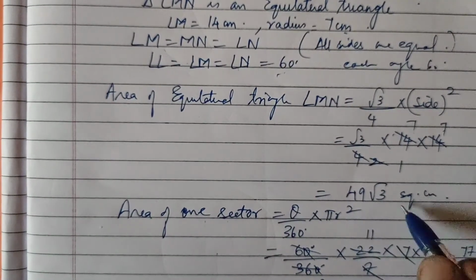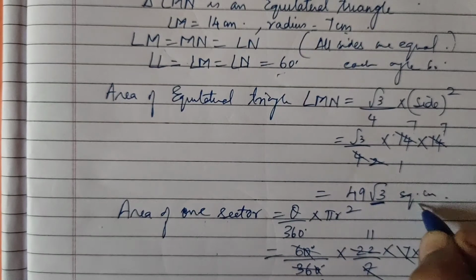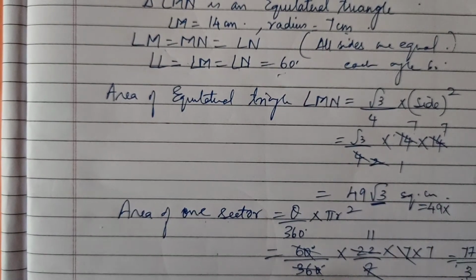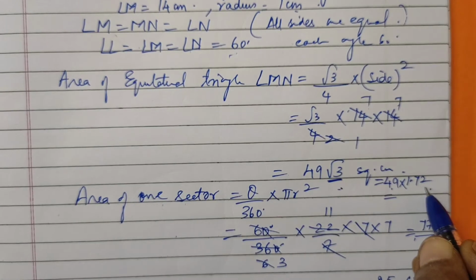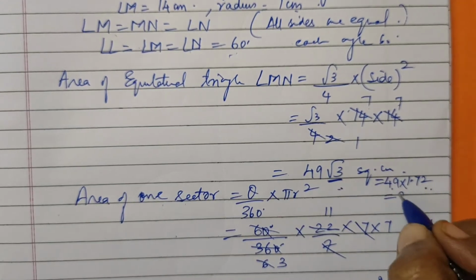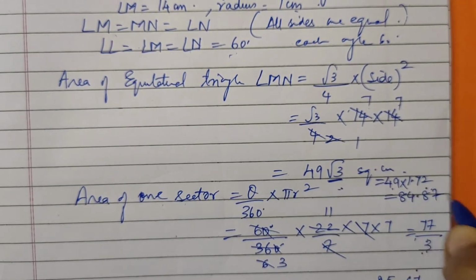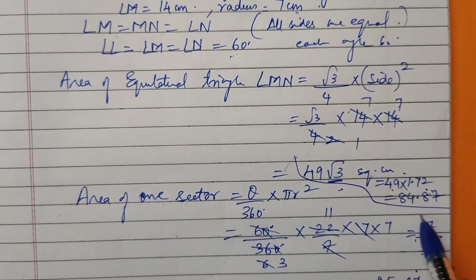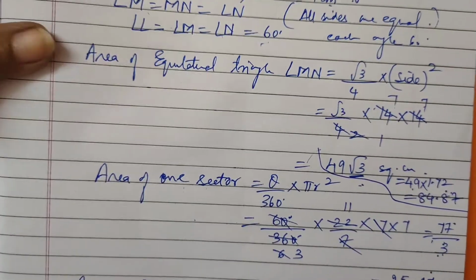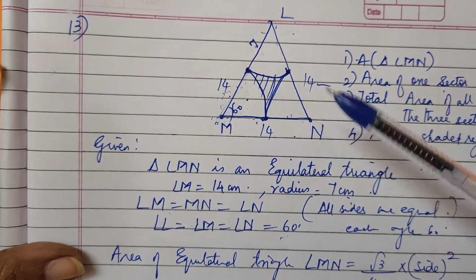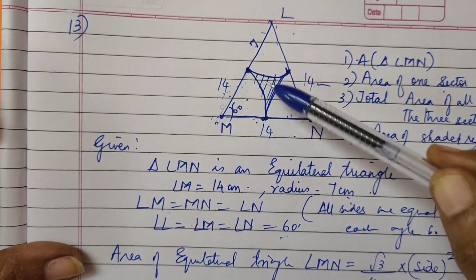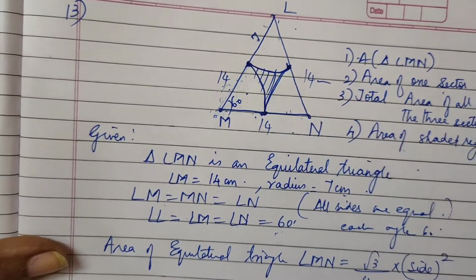Yes, what we will do here, we won't keep this value as it is. 49 into root 3, the value is 1.72 something. So we will put 1.72 in the place of root 3. Then when I multiply, I'll get 84.87. So okay, 84.87 I've got it. Now when the whole triangle, area of an equilateral triangle, minus this area of 3 sectors, can we get this shaded region? Yes.